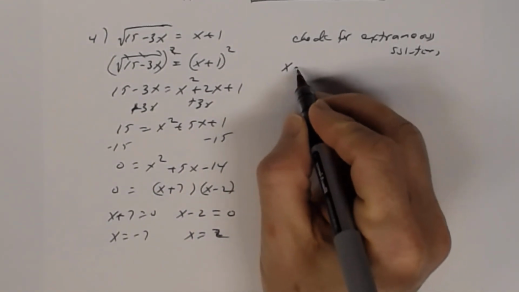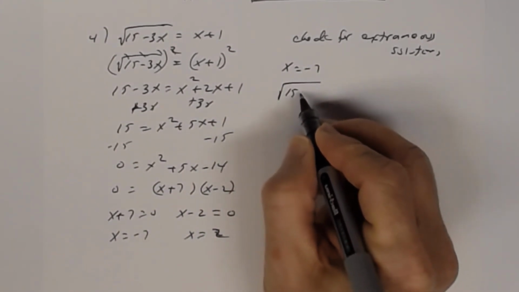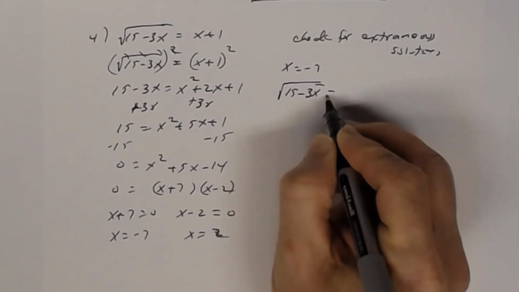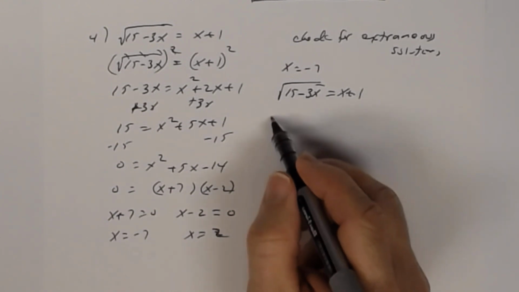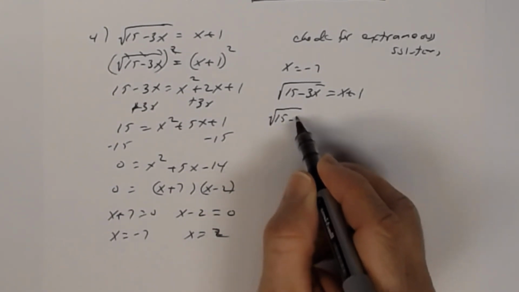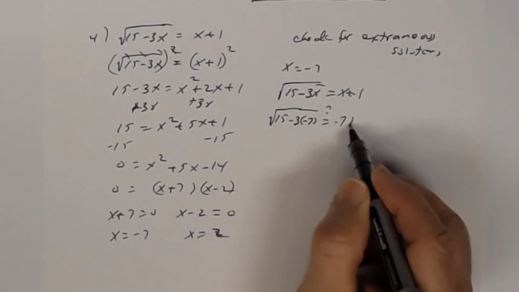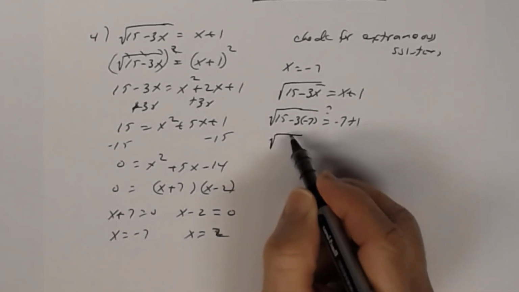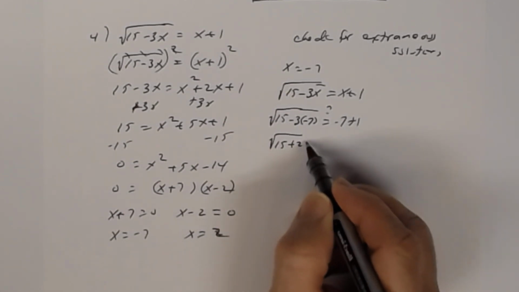So if I check x equal negative 7 first and go back to the original, I get square root of 15 minus 3x equal x plus 1. And so when I substitute negative 7, I get the square root of 15 minus 3 times negative 7, and we see that's equal to negative 7 plus 1. So negative 3 times negative 7 is 21. So I get 15 plus 21.